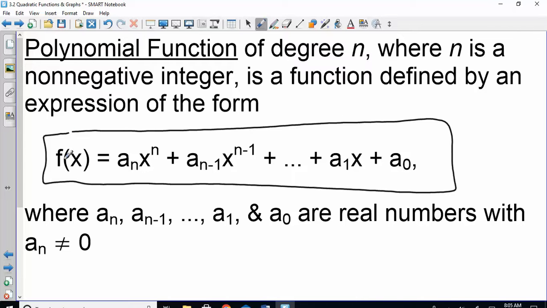This looks kind of ugly, but what it's saying is n is a non-negative integer, so it's like 1, 2, 3, 4, 5. Those represent the powers. These a's are the coefficients. We're adding up powers of x, and they can have different coefficients in front of them. So anytime we see something of this form, we can call it a polynomial.